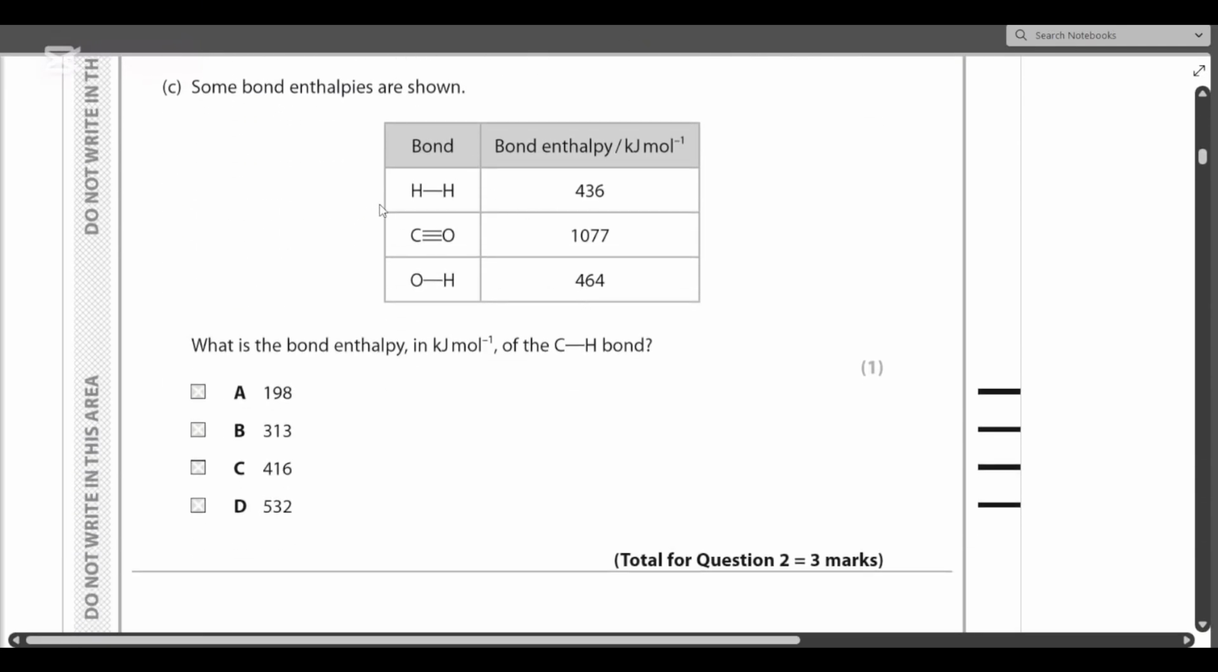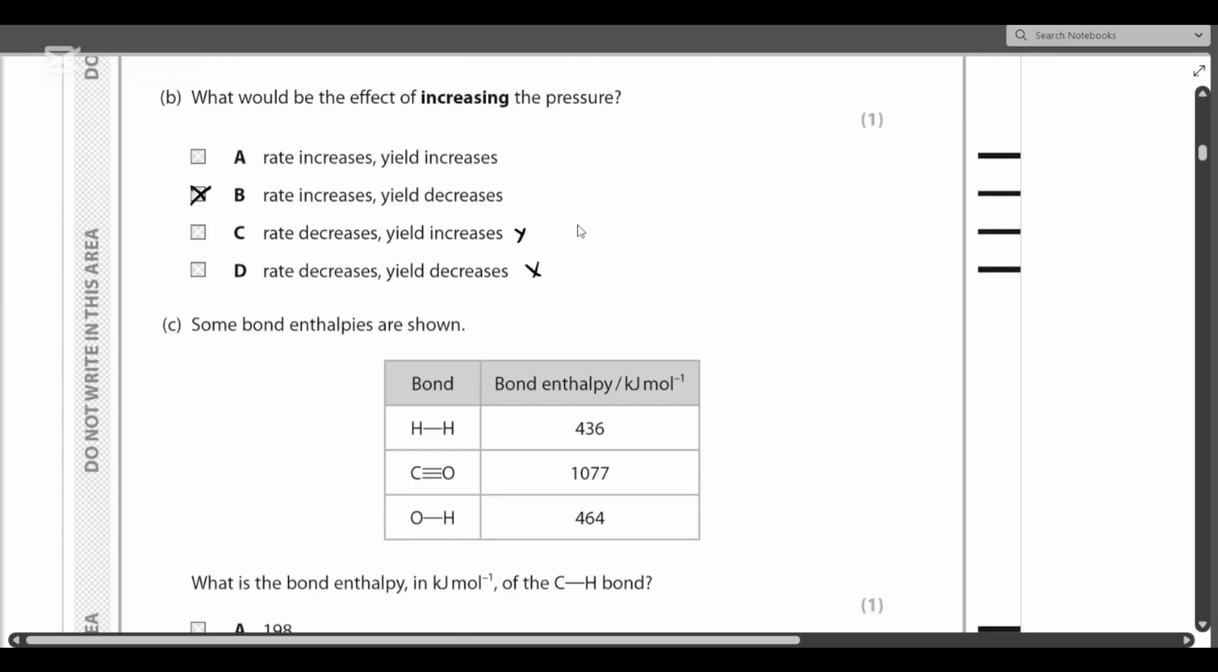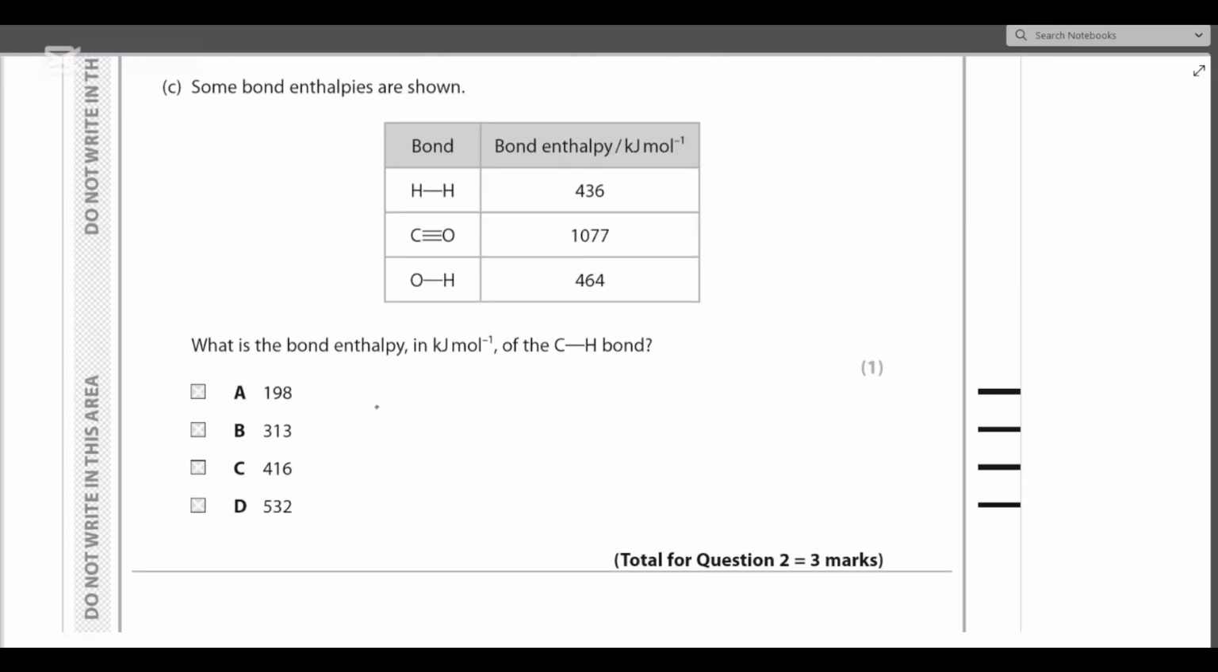Moving on, you have got some bond enthalpies provided, and I asked you to find the bond enthalpy in kilojoule per mole of the C-H bond. Right here we can clearly see the reaction is provided. We can easily create an equation using this formula. We know that delta H is equal to the summation of energy absorbed breaking the reactant side, subtracted from the summation of energy released during the formation of the products. So the delta H value is provided, which is about 206 right here.